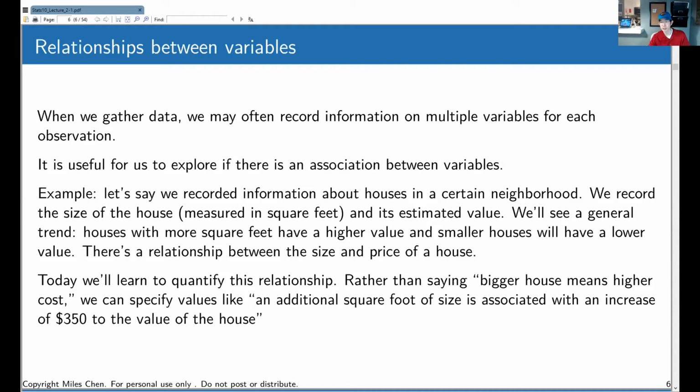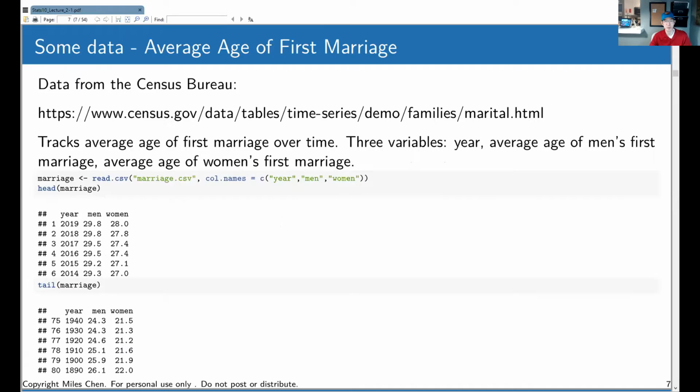All right. And today, what we're going to learn is how to quantify that relationship, okay? And so rather than just saying things like a bigger house means higher value, we can specify things like an additional square foot of size is associated with an increase of, say, $350 to the value of the house. I'm making that number up, but it might be something along those lines. Okay, and so we're going to quantify it and specify actual numbers here, rather than just saying bigger houses cost more, smaller houses cost less.